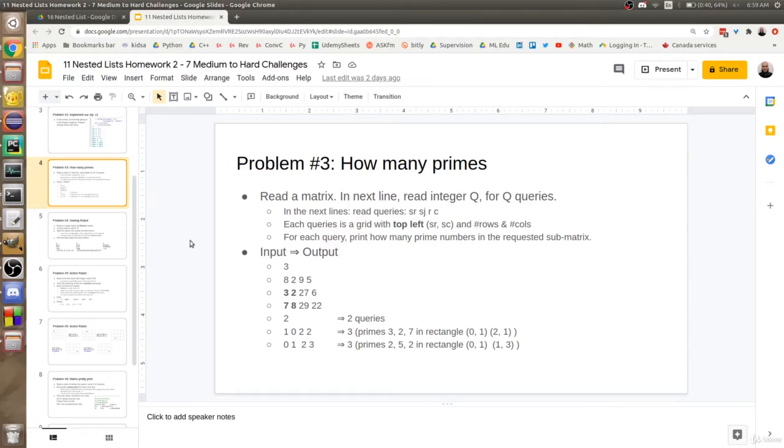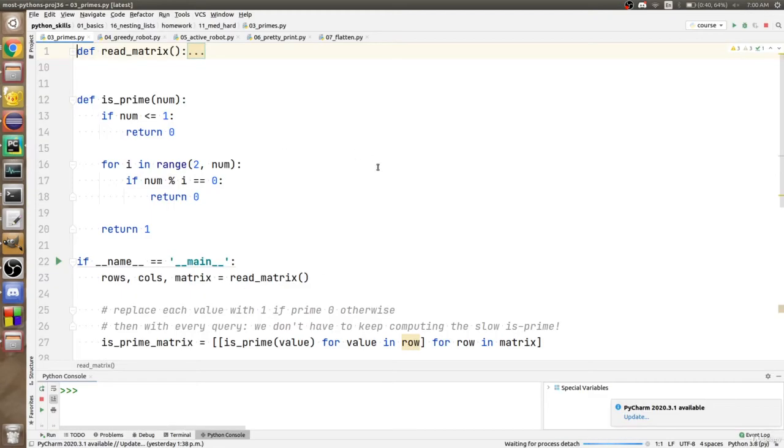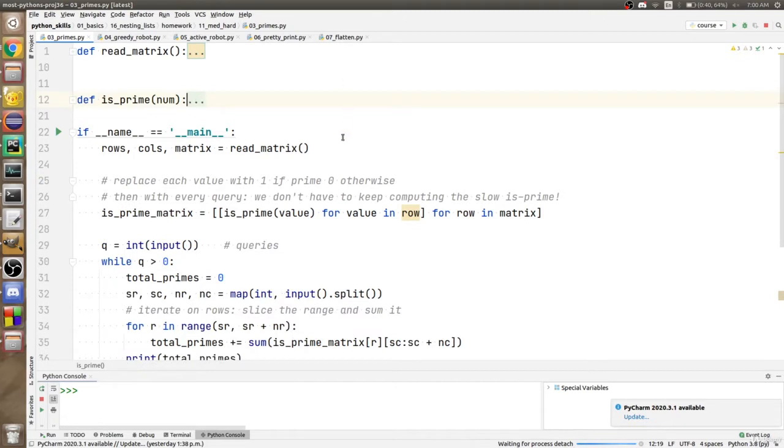To solve this problem, we'll just follow the specs here: extract the target subrectangle and compute the number of primes, with a minor change. Let's first of all develop the isPrime function. We did this one before. It's just iterating over all of the numbers less than a number and checking if it's divisible by any of them. We did this before a couple of times.